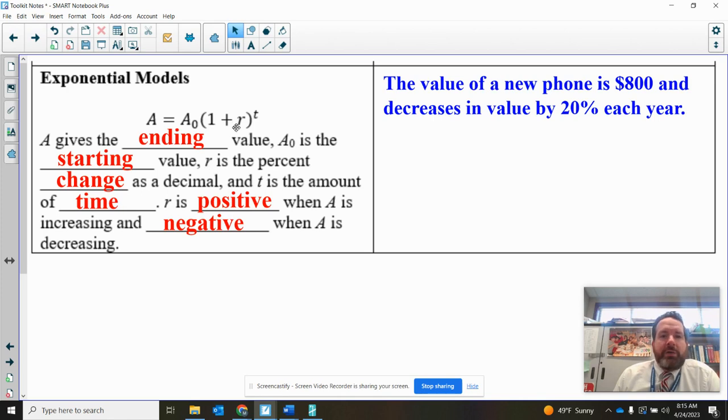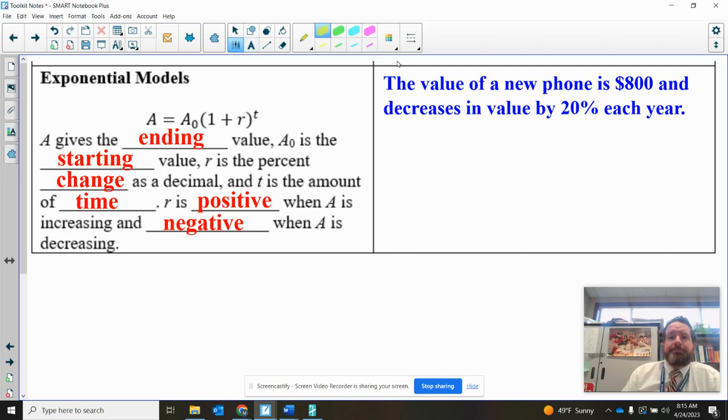Here's the important thing. R is your percentage of change, but it does need to be turned into a decimal, and T is the amount of time. If you're going up, then you want to think about your R as a positive. It gets added on. If you're going down, think of your R as a negative that gets subtracted.